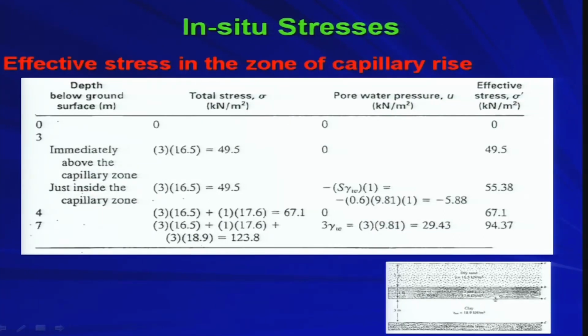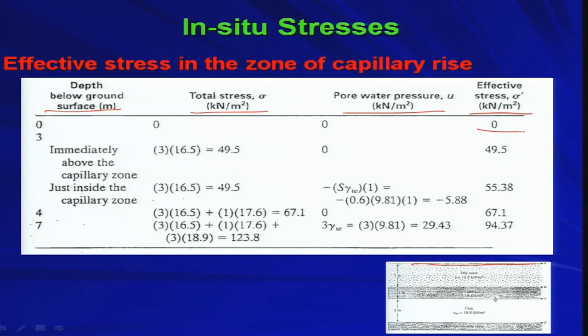We take the depth below the ground surface, then calculate the total stress, then the pore water pressure, and total stress minus pore water pressure gives you the effective stress. We know this relation from our earlier discussion. If we consider depth 0, that means we are just on the ground surface. Then what is the total stress? The total stress obviously equals 0, the pore water pressure is obviously 0, and therefore the effective stress is 0. So, there is no issue.